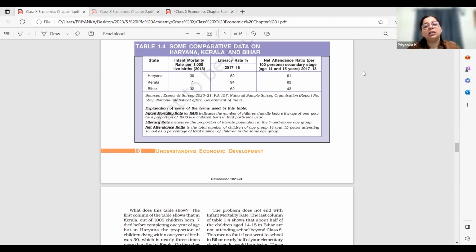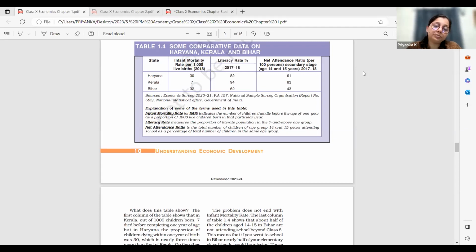What if, in a state like Bihar, I'm taking the case of Bihar because it has only a 43% net attendance ratio in 2017-18. What if the students actually want to go, but there are no good facilities, no good schools available over there? What if the infrastructure is so bad that students cannot even attend the classes? What if the teacher quality is very low in the state?